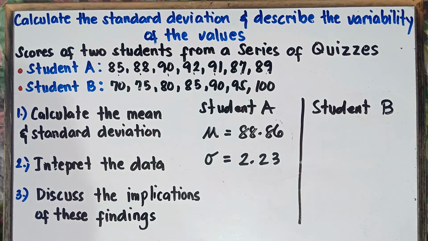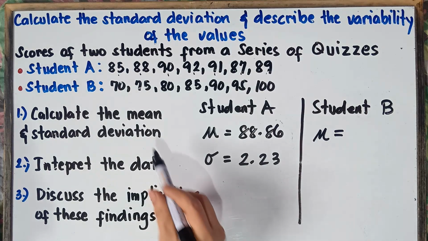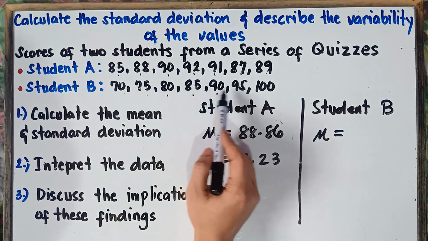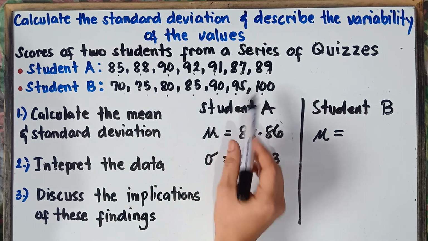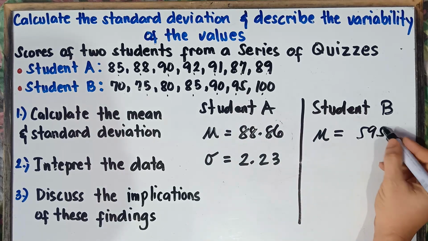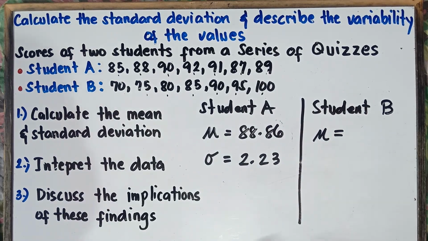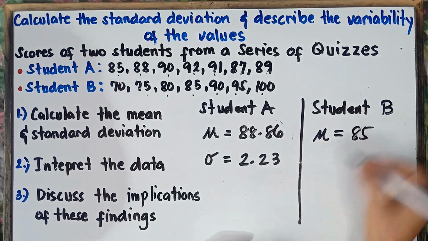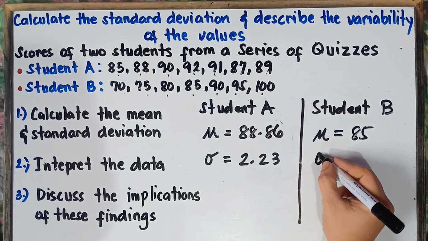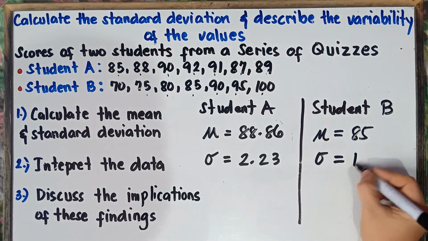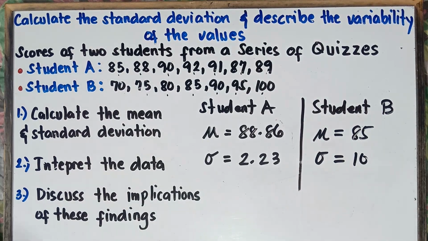And then for student B, the population mean is equal to, once again, if you add 70, 75, 80, 85, 90, 95, and then 100, the answer is 595 divided by 7, and the mean for student B would be equal to 85. And the population standard deviation would be equal to 10. So that would be the answer, class, for number 1.